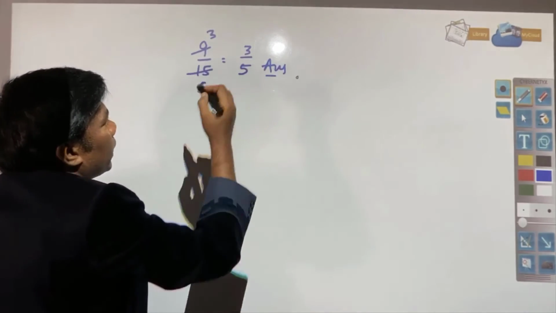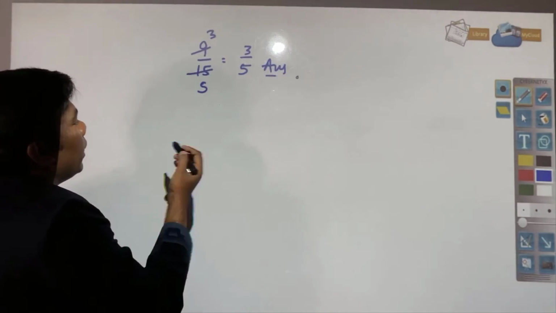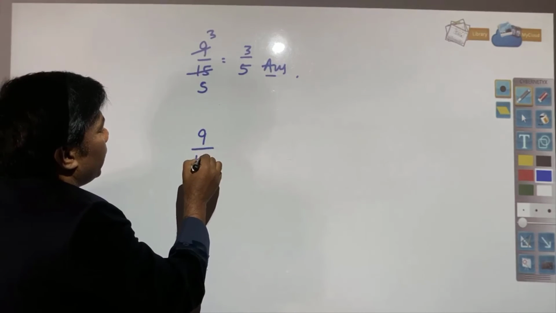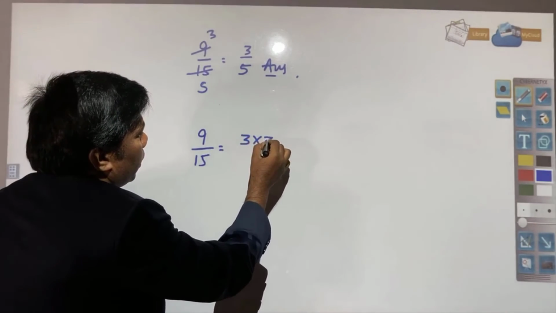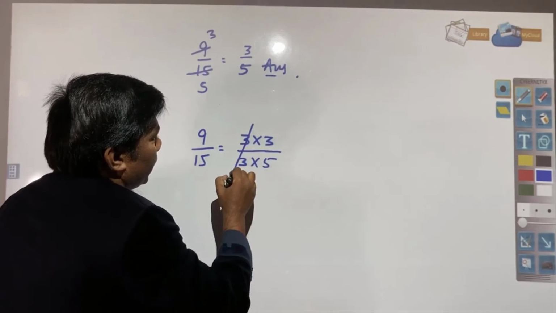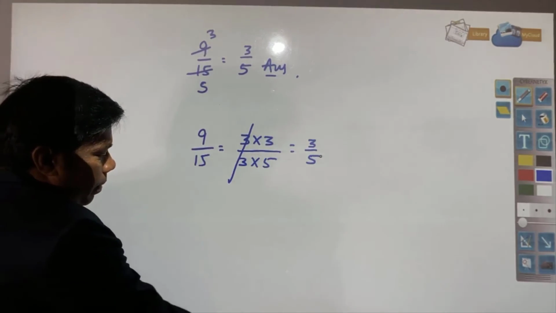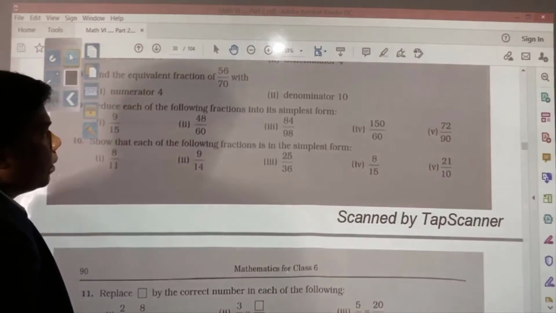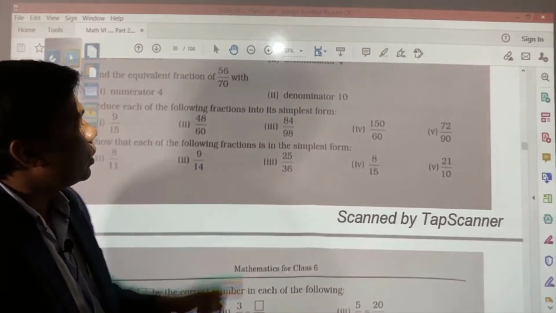Now you see no other common factor you have between 3 and 5. And in another way, how you can solve? 9 by 15 you have. Simply you factorize 9. This can be written as 3 into 3, and 15 can be written as 3 into 5. The common 3 has been cancelled. You have got 3 by 5, and this is your answer. So in the same way you need to do for other questions.